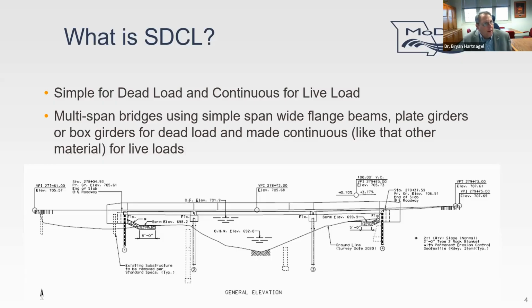So Simple for Dead, Continuous for Live. Basically what we do is we can do multi-span bridges using simple span wide flange beams, plate girders, or box girders, place them on the supports, simply supported, and then make them continuous for live load when we cast the deck, like we've been doing with that other material since the late 50s, early 60s. So what does this allow? We'll get into that as we go through the presentation, and why it is advantageous to do this.